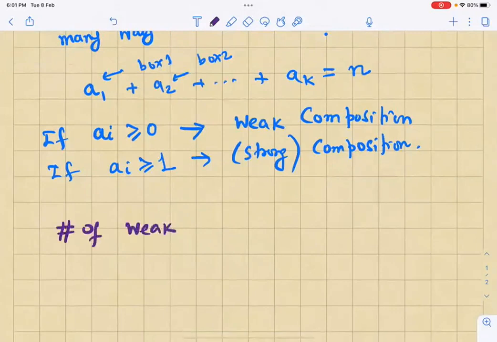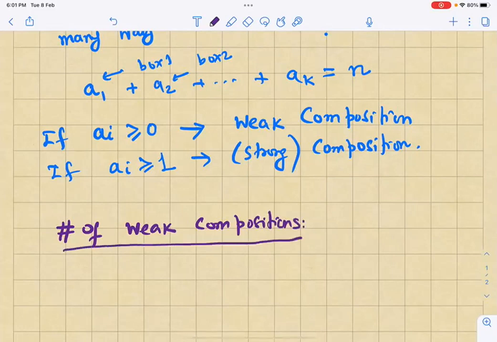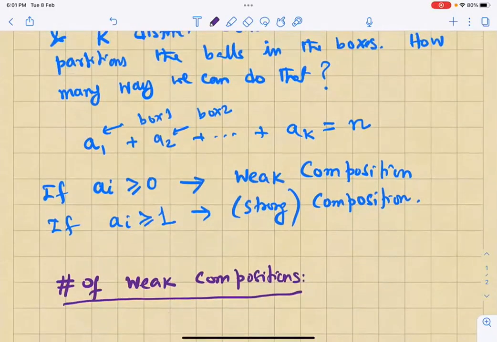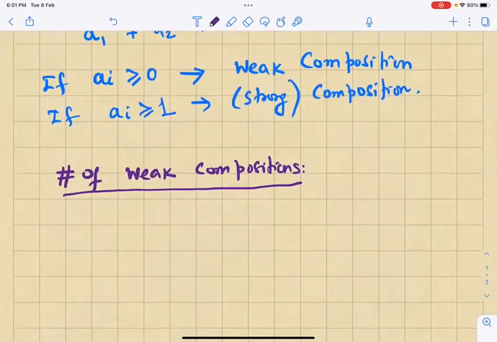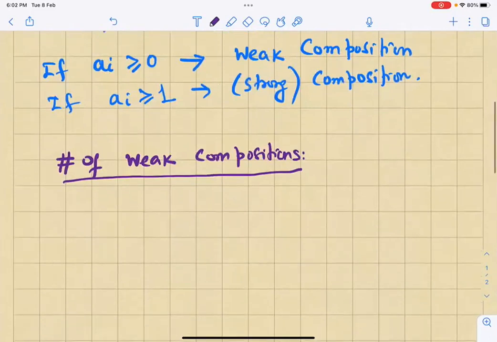So, number of weak compositions. You got the difference, right? Weak means some of the boxes can be empty, and strong means each box should contain at least one ball. Okay, so let's see how we can attack these questions. Permutation with similar things.